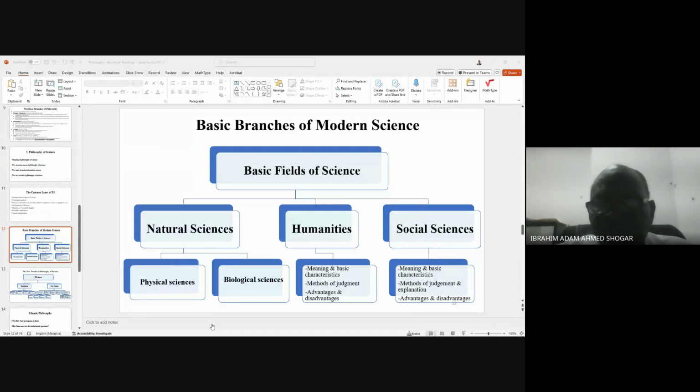Natural sciences are measurable. Why? Because they are natural. Human intervention is not there. And that's why we are able to measure. Of course, this is the physical sciences and biological sciences. These we consider measurable. But don't forget, biological science is also more difficult to measure.